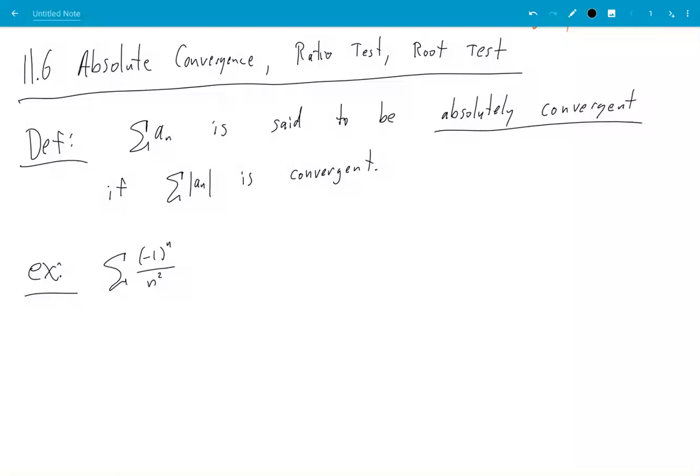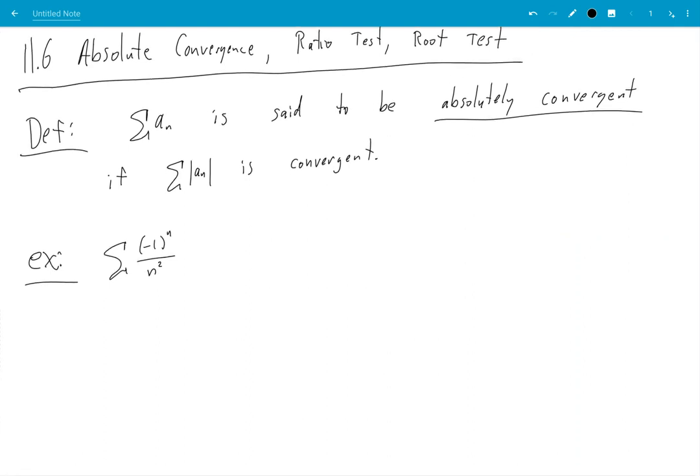Okay, pause your video and write this down. Now, some more tools to deal with series that may have negative terms. If the series has only positive terms, then we use 11.3, 11.4. But now we're moving on from those series.